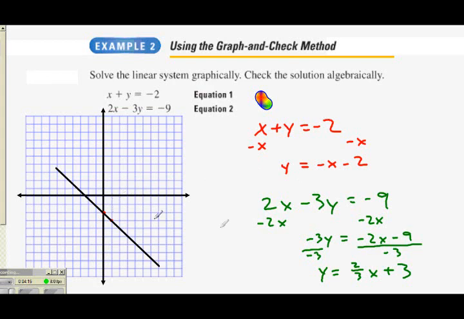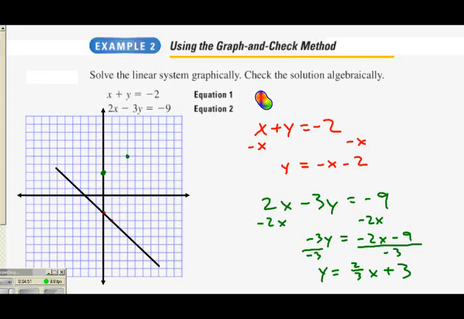Let's go back over to our graph. Our y-intercept is 3. 1, 2, 3 puts me 3 spaces above the origin on the y-axis. That is my y-intercept. My slope is 2/3. With a fraction, it's very easy to see that the rise over run is 2 over 3. So a rise of 2, 1, 2, puts me here. And then a run of 3, 1, 2, 3, puts me right here.